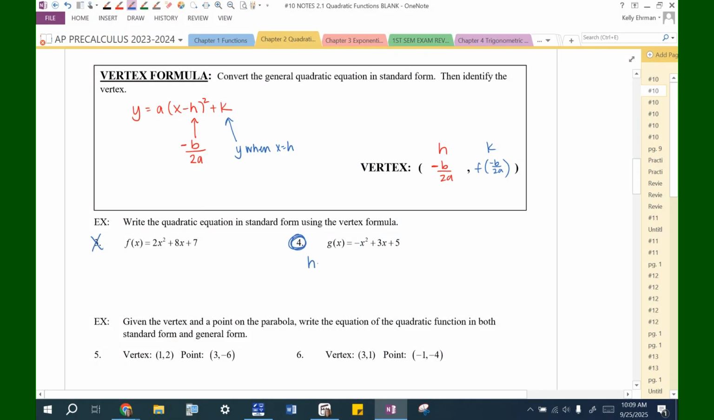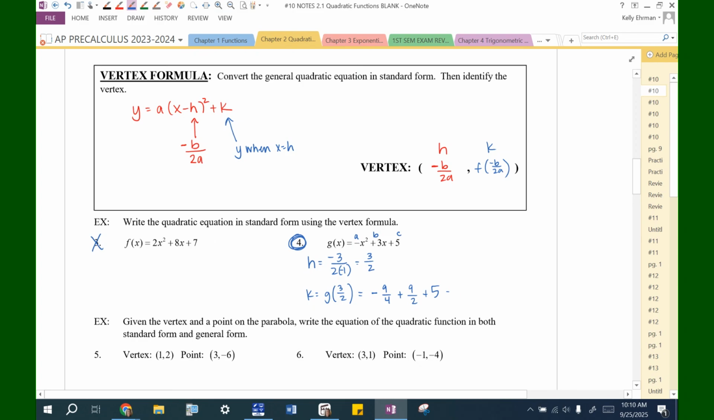All right, so h should be, and this is a, this is b, this is c, the opposite of b over 2 times a, which is negative 1. This is 3 over 2. K is equal to g of that answer, 3 over 2. K is just the y coordinate when h is 3 over 2. So that's negative, and then I square 3 over 2, 9 over 4, plus 3 times 3 over 2 is 9 over 2, plus 5.